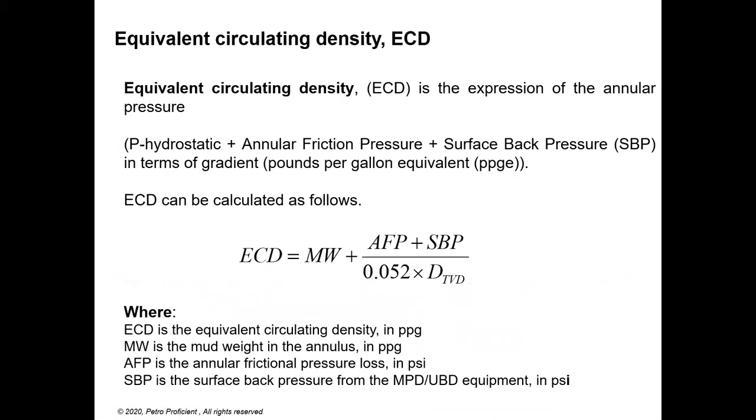So let's look at the definition of ECD in the context of MPD. Now what you have here is another component, surface back pressure. So the equation of ECD changes. You have your static mud weight, annular friction pressure loss, surface back pressure, your constant, and your depth in TVD. This is how your calculation of ECD is done.